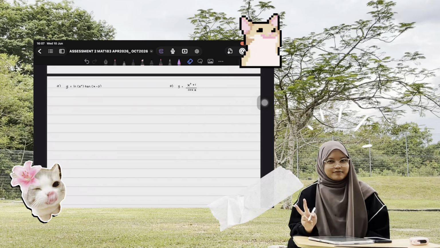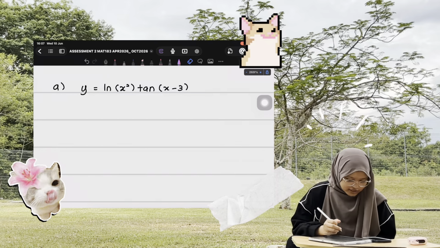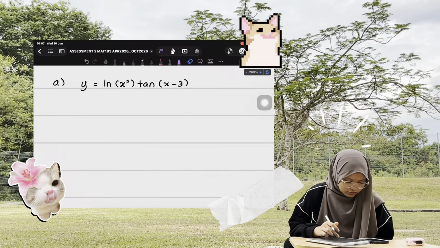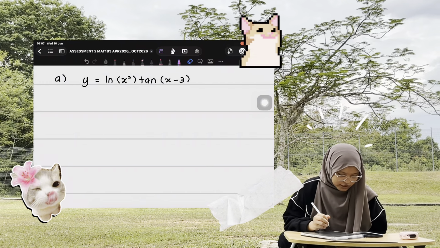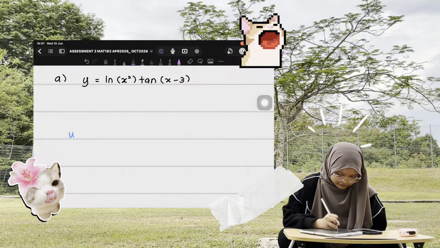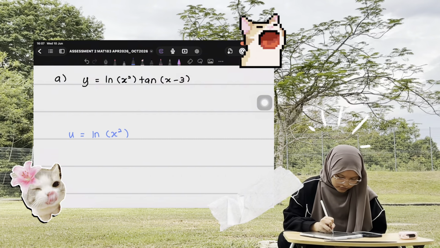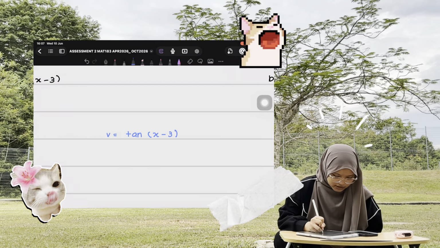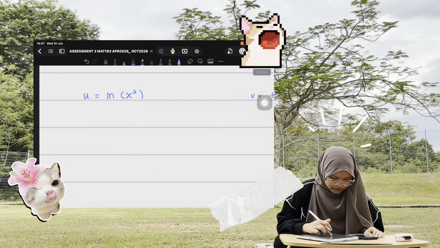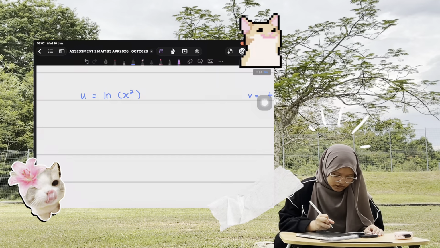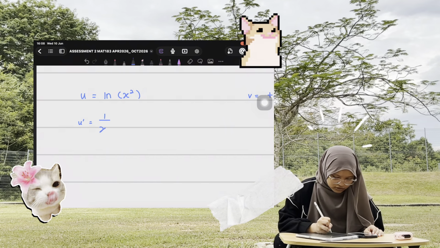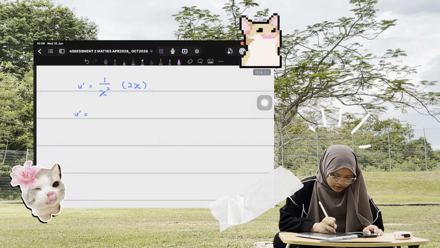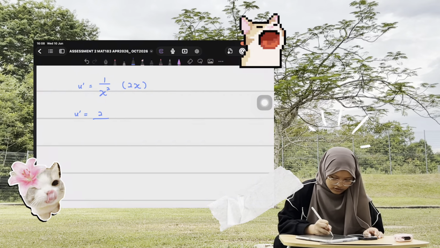Let's explain question number 2. For question A, the equation is y equals ln x squared times tan x minus 3. In this question we are multiplying two terms, so we use the product rule. First, we let the first term be u equals ln x squared, and the second term be v equals tan x minus 3. Now we need to differentiate. For u prime, we use the chain rule for ln, which gives us u prime equals 1 over x squared times 2x. After we simplify it, we get u prime equals 2 over x.